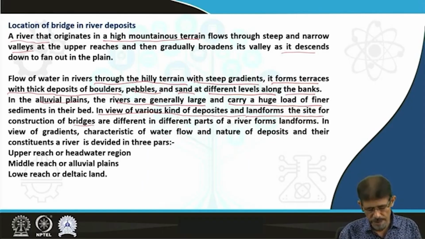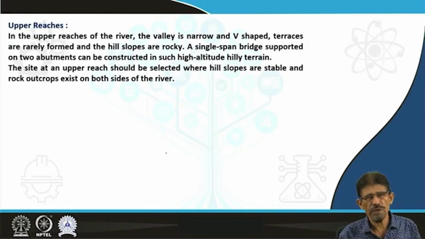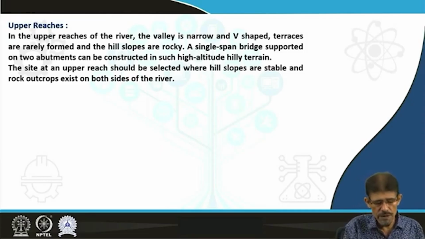In view of the gradient characteristic of water flow and the nature of deposits and their constituents, a river course is divided into three parts: upper reaches, middle reaches and lower reaches. This division into upper, middle and lower reaches is based on the decreasing gradient of the land. So first we are going to see the upper reaches.